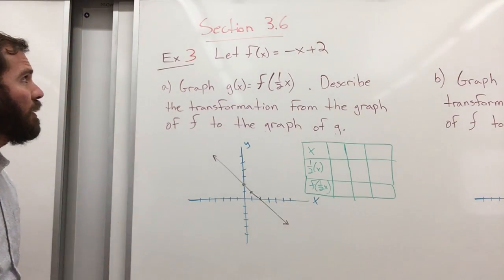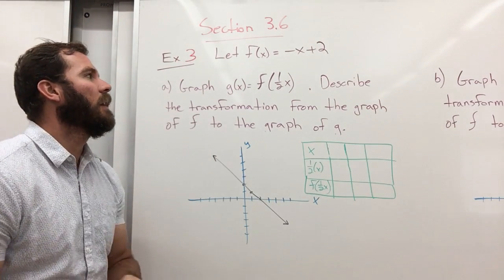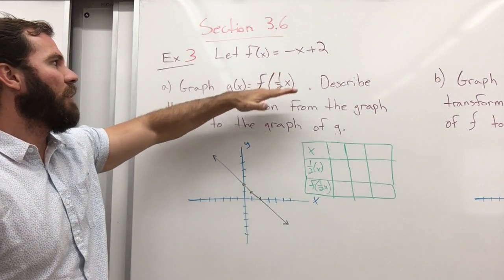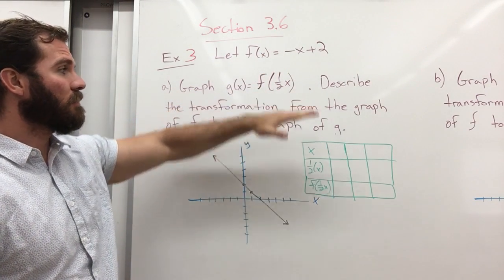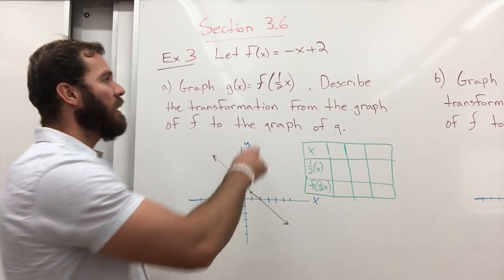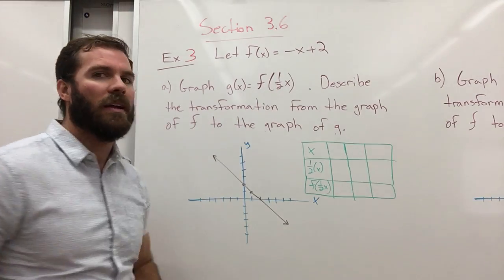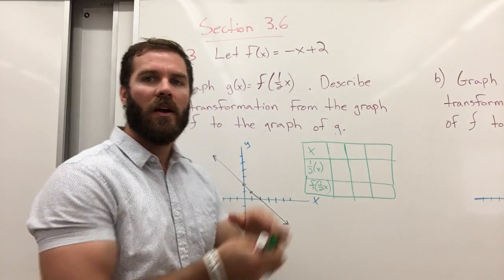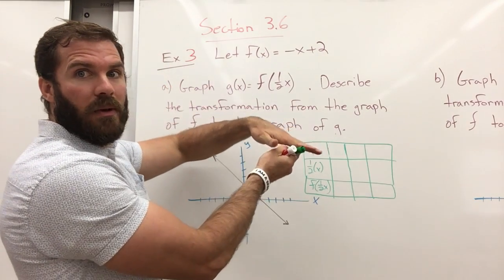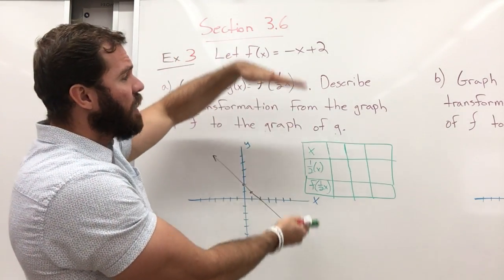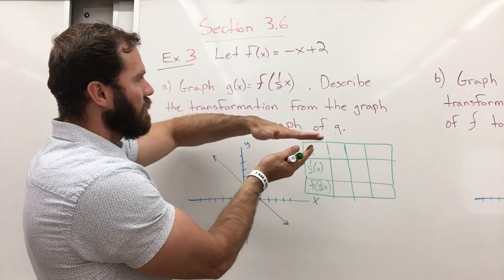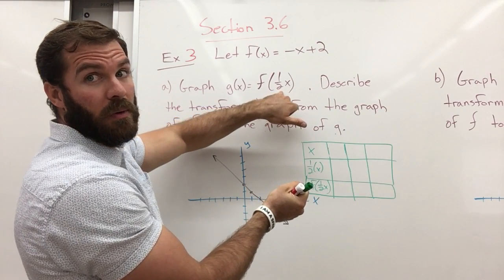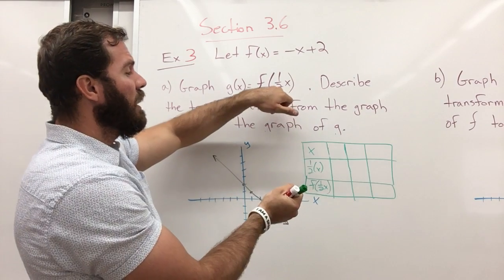In section 3.6, example 3, here is our new parent function, and they want us to graph f of 1/2 x. When you multiply inside the parentheses, it's going to affect your parent function, your graph, horizontally. You're going to stretch it horizontally, or we're going to shrink it horizontally. If it's a number less than 1, but still greater than 0, it's going to stretch it.